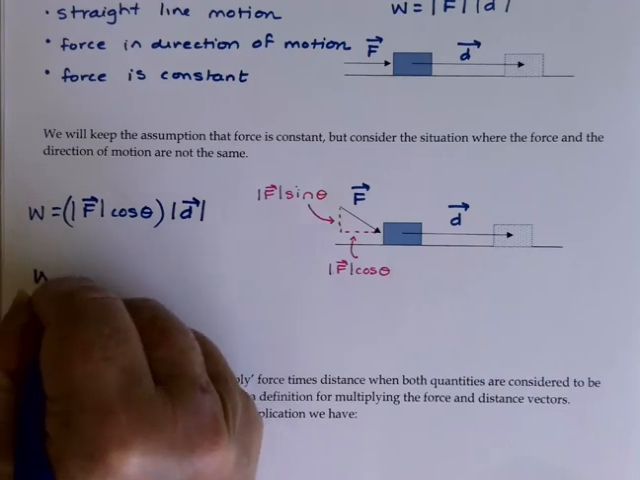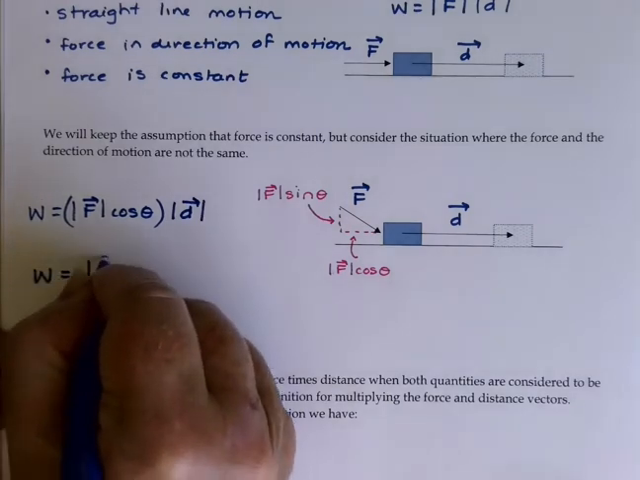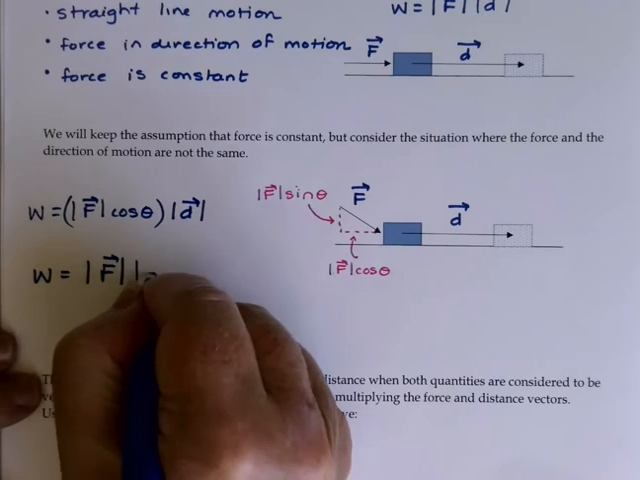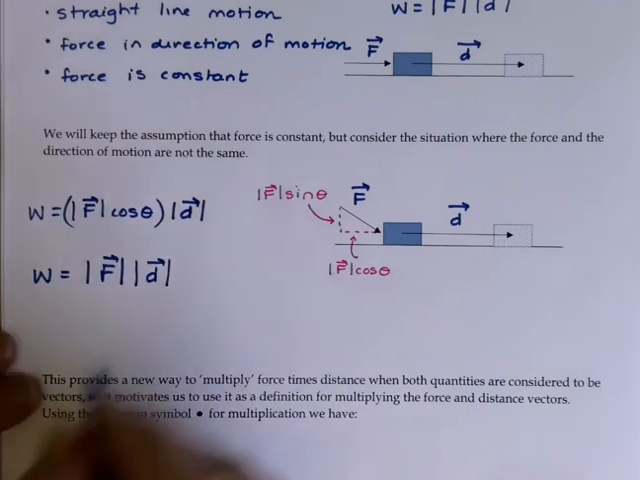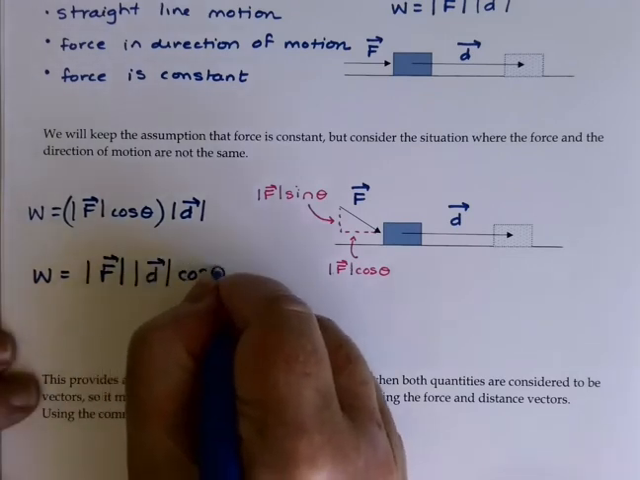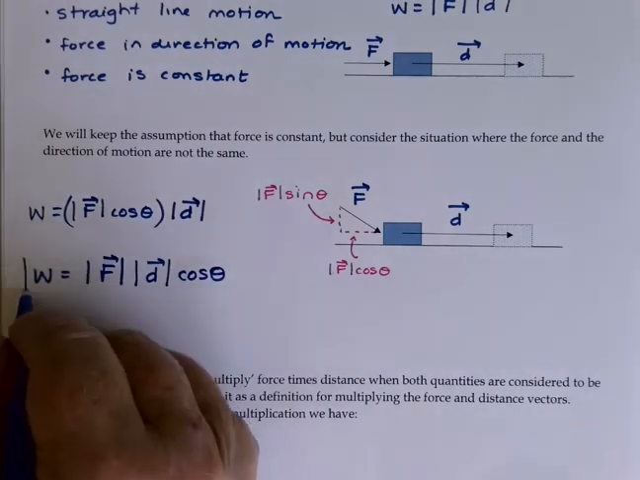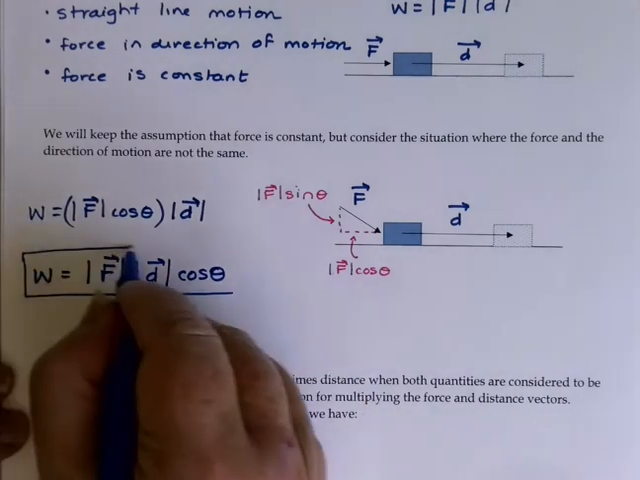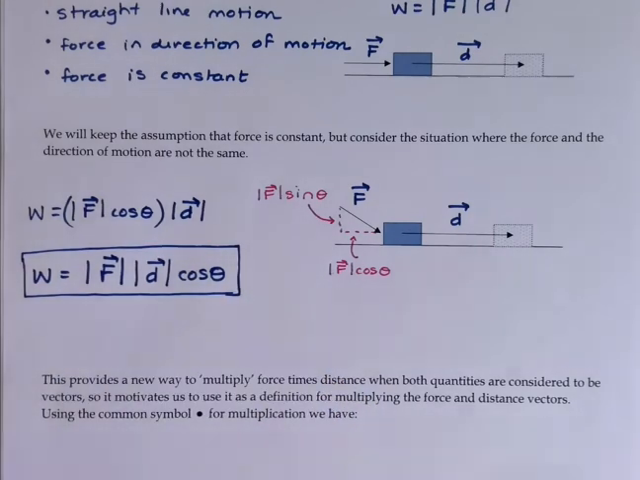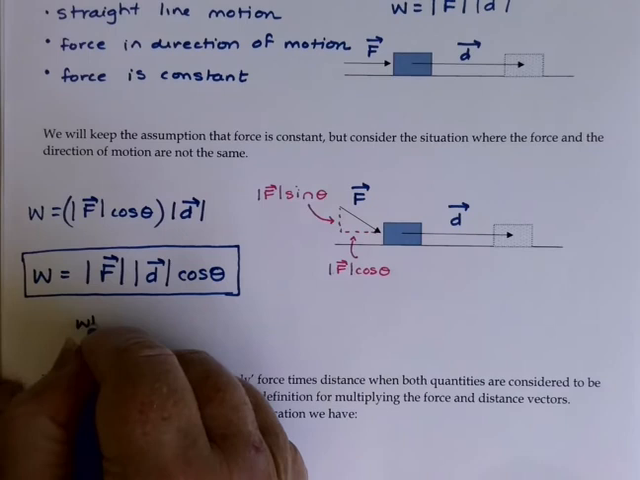multiplied by the magnitude of the distance vector. Or we often pull those two magnitudes out in front, the magnitude of F times the magnitude of D times the cosine of theta, where theta is simply the angle between F and D.